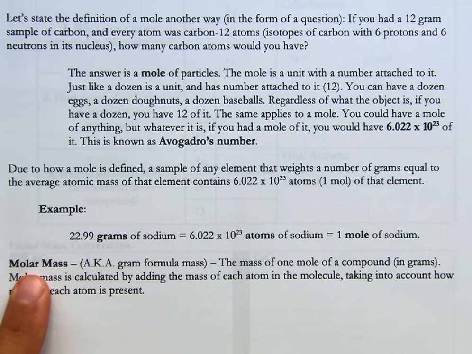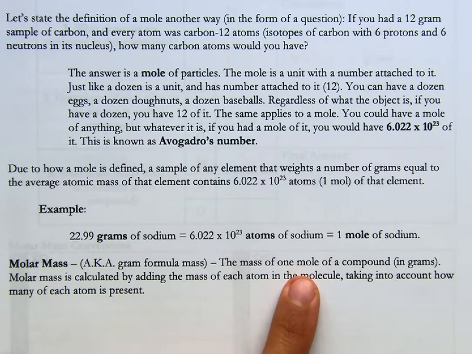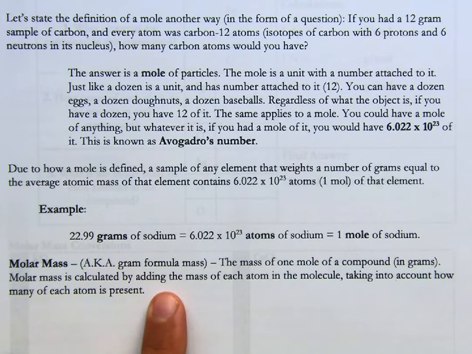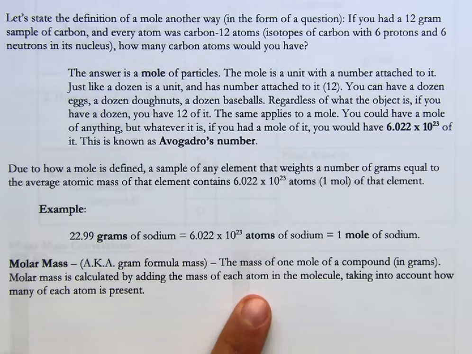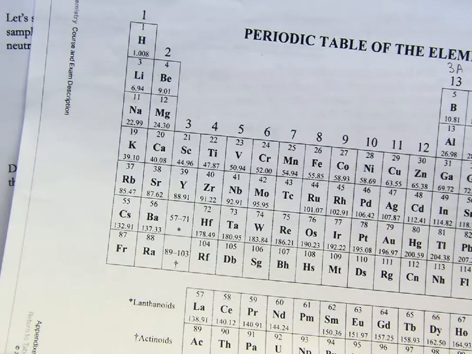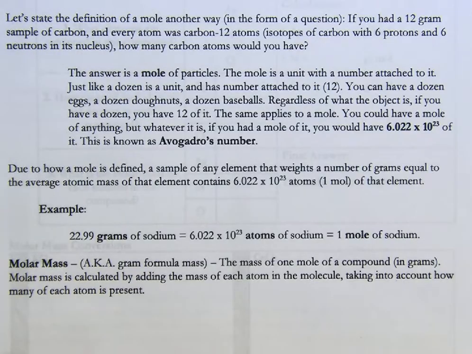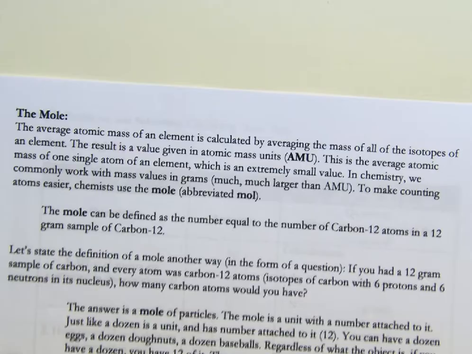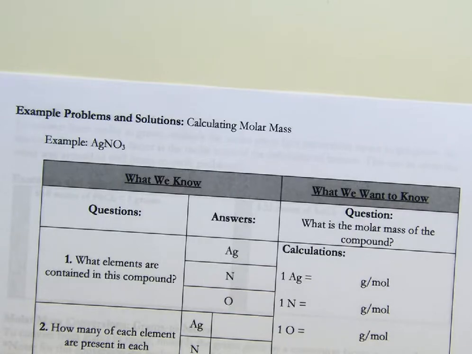Now the molar mass is the mass of 1 mole of a substance in grams. And it's calculated by adding up each of the elements present in the molecule, taking into account how many you have of each. You will need a periodic table to calculate molar mass because you will have multiple elements in the substance.